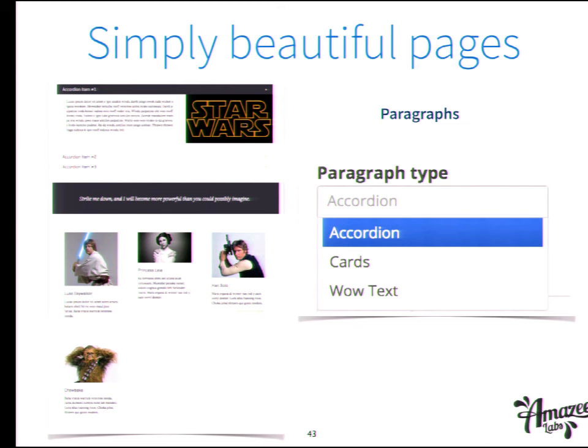And in your node, you or your client can then select different paragraph types and add the content. These paragraphs can then be moved or added in as many as you want. As you can see, we have this beautiful Star Wars page that has a slider or an accordion on top, then this teaser in the middle and these boxes in the bottom. And the paragraph types are just these select options, the three ones that we have.